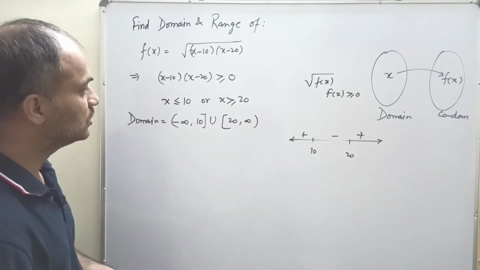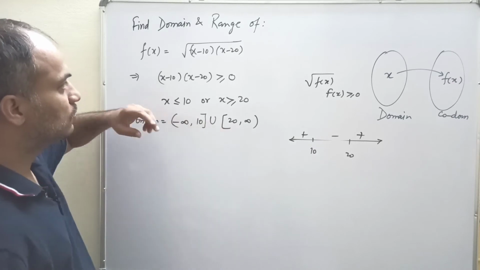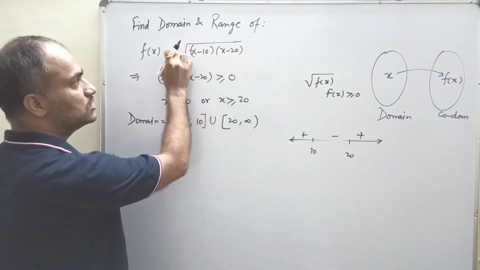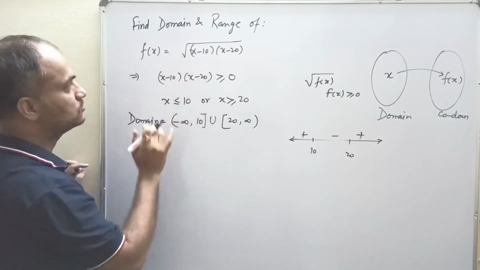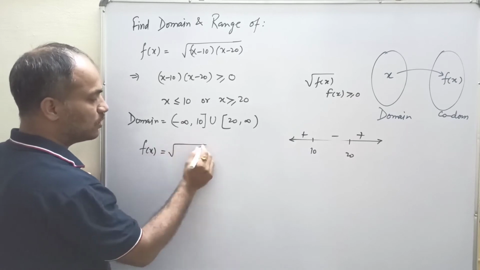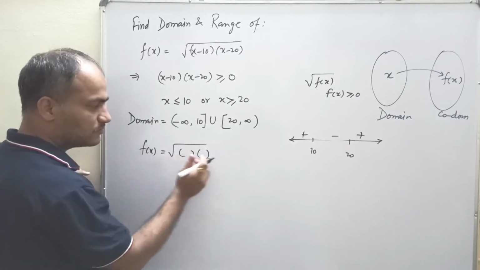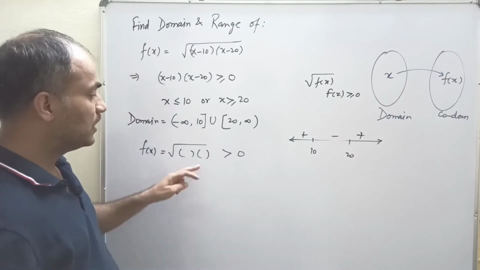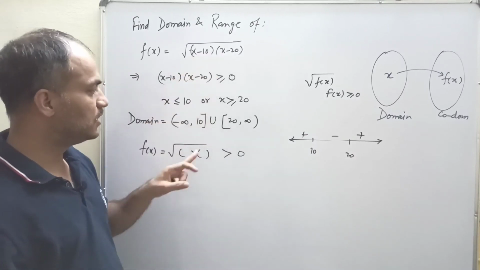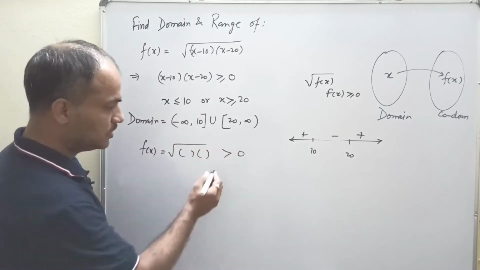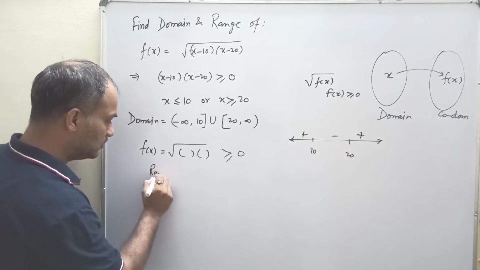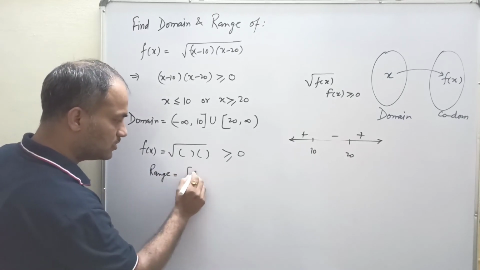Now what is the range? If we put any of these values, what values actually come? Whatever comes is a square root, so it is always going to be positive. The values of f(x) are equal to the square root of something, and the square root of something is always positive. Can it be 0? It will be 0 only when x is equal to 10 or 20. Both are possible, so it will be 0 also. So we see the range of this function will be 0 to infinity.